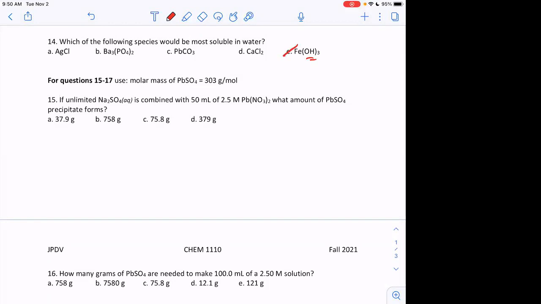And phosphates are also known to be pretty insoluble. And if you look at the exceptions, I think it's just group 1 and ammonium, but it could include magnesium. I don't think it does for your phosphates, but anyway, barium is certainly not an exception. So that's out. And carbonates are pretty insoluble. Once again, group 1 and the ammonium are exceptions.